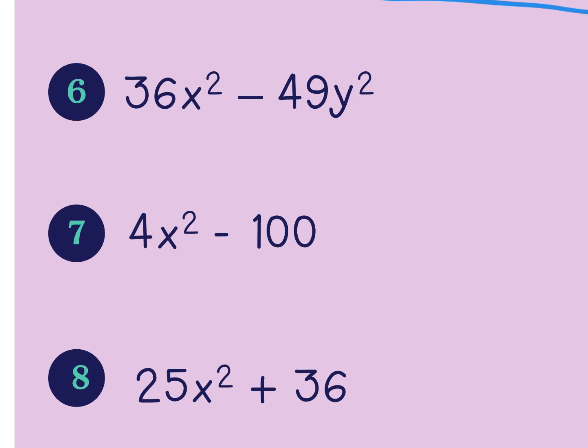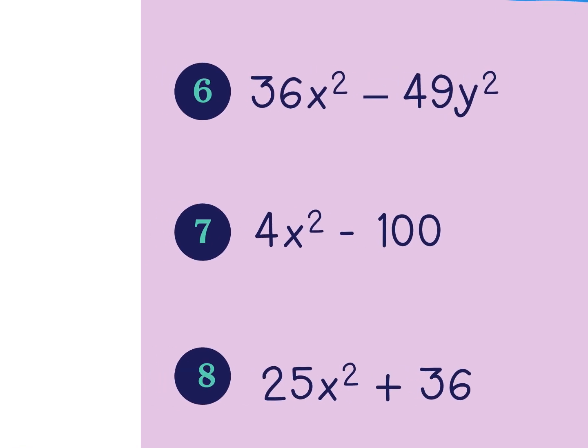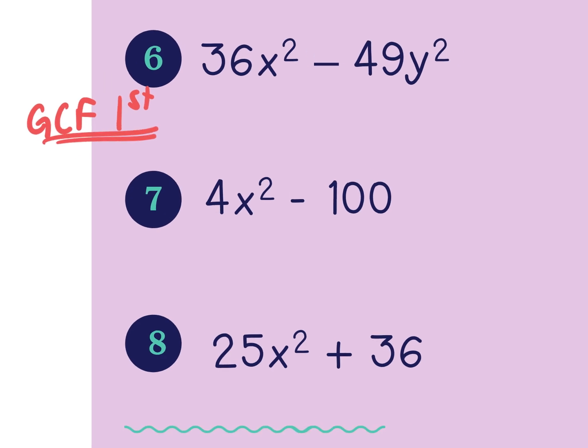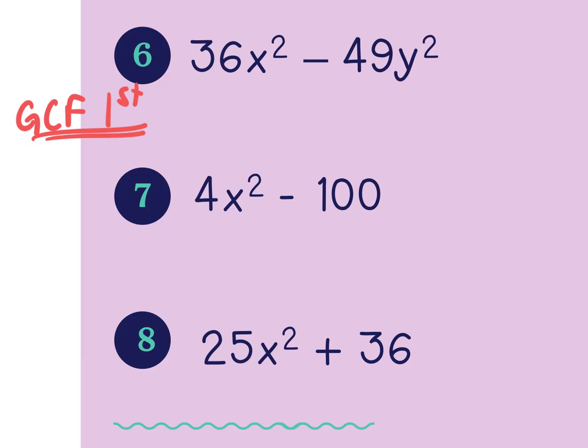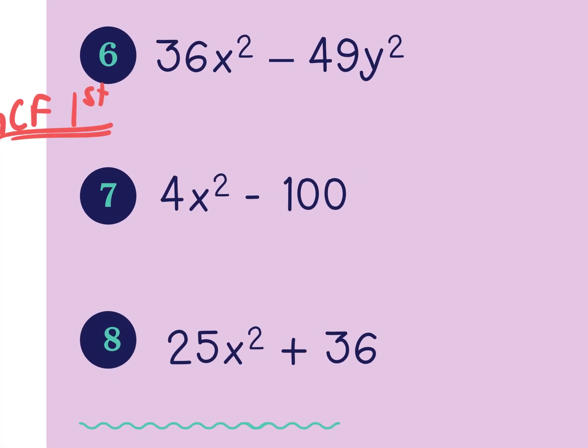Okay, 7 on the surface looks like it would be the same thing. However, in a few days when we do factoring completely, I'm going to tell you guys, the first thing that you should always look for is a GCF. So find the GCF first, and you're always going to want to do that to make sure that you're fully factoring it. Between 4x squared and 100, is there a common factor? 4, good, right? So let's take out the 4.